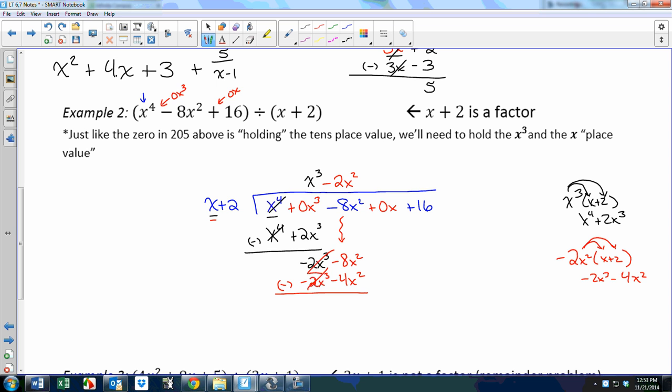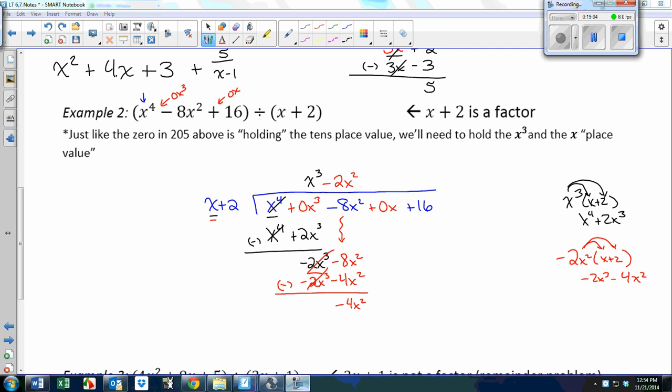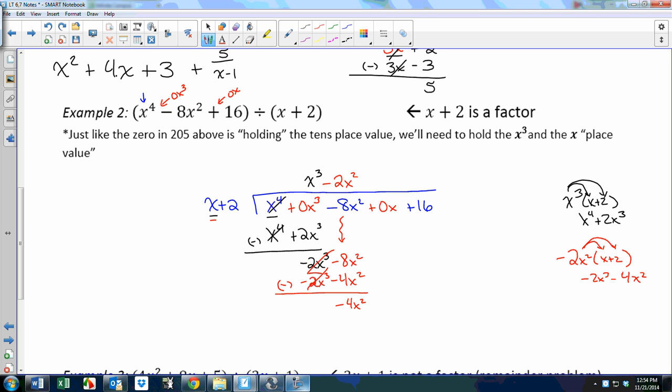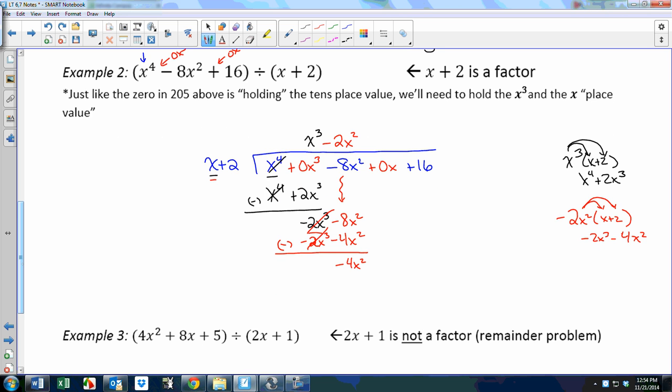-8x squared minus a -4x squared becomes plus. So -4x squared. Any questions on that -4x squared or any of those? All right, then go ahead and try to finish the whole thing. Finish the entire problem from there. Bring down the 0x.